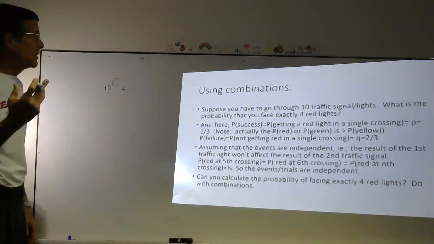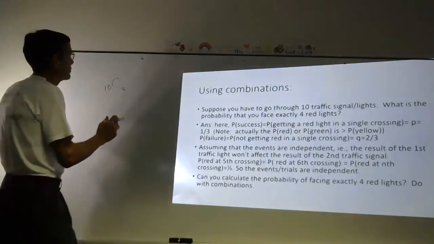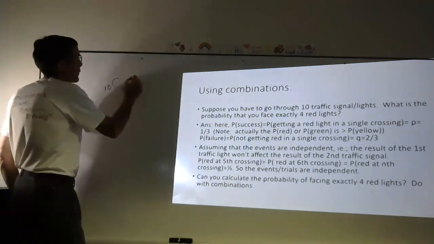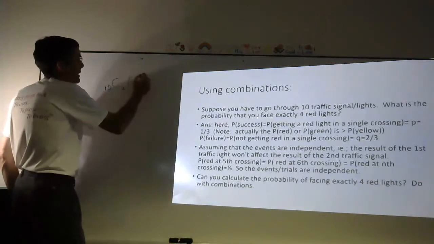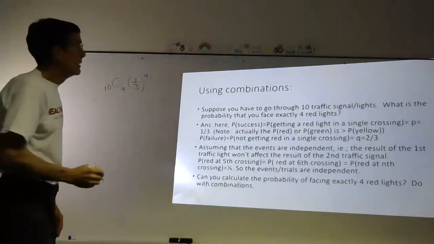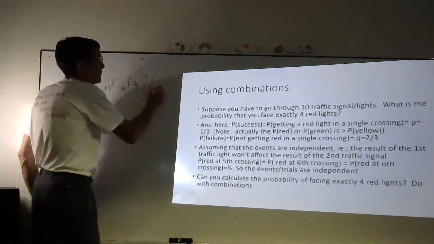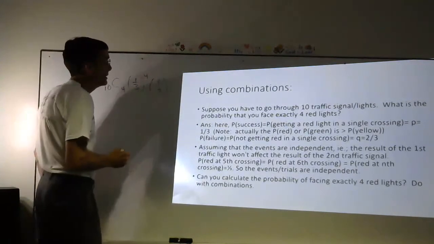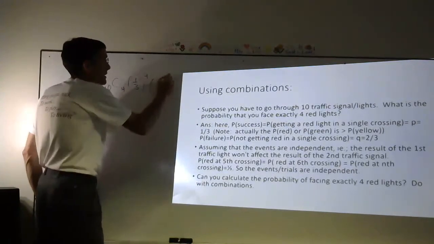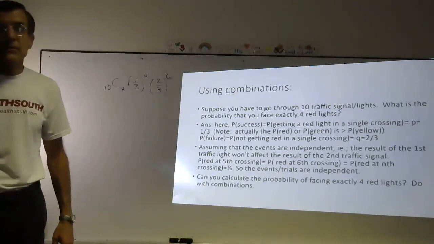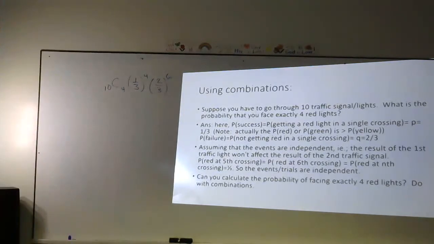Now, because you're going to get 4 red lights, we know that it would be then 1/3 is the chance of getting a red light to the 4th power. It would be 2/3 to get a yellow or a green. That would be raised on the other 6 lights. That would be to the 6th power. Are you with me? Okay? Work that out, and you have your answer.